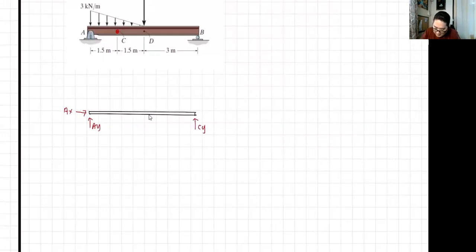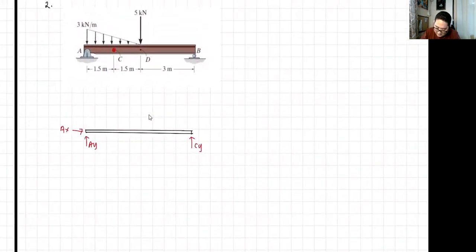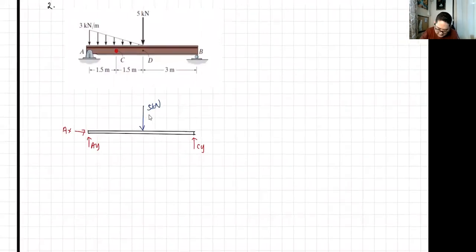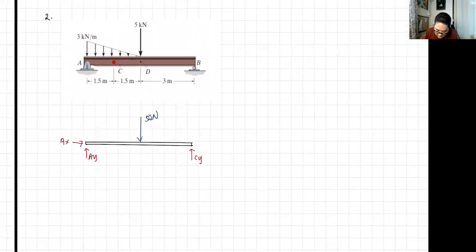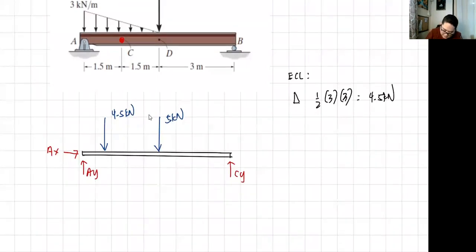Okay, applied reactions natin. We have a concentrated force at center na 5 kilonewton. Then, we have yung equivalent ECL natin dito, na yung value niya, ECL natin for the triangle is 1/2, 3 times yung total distance natin is also 3. So we have 9/2 or 4.5 kilonewton. Okay, so this is 4.5 kilonewton. Then yung distance natin is 1/3. This is x1.